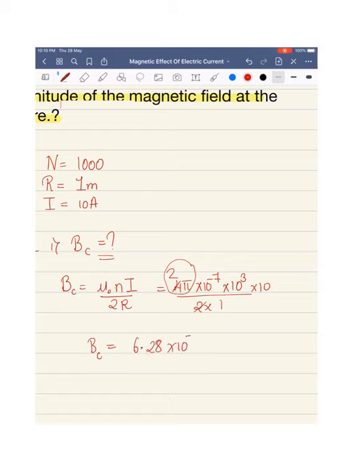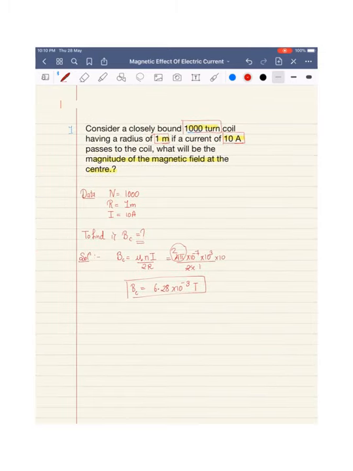into 10 raised to minus 7, और बाकी सारे terms अगर देखोगे आप तो आपको पता चलेगा -7 + 3 is -4 and +1 is -3. So 10 raised to -3 Tesla. Okay.